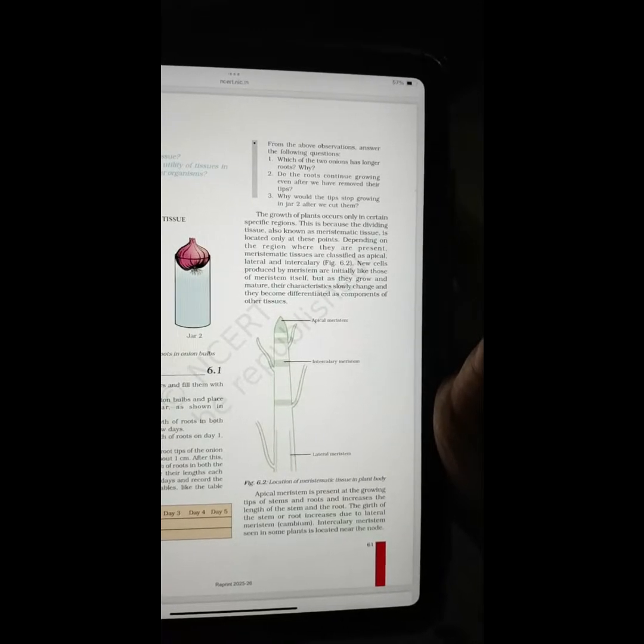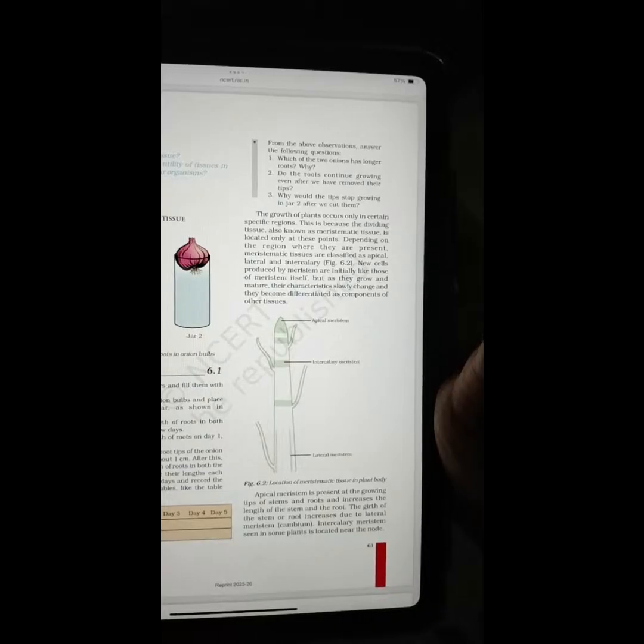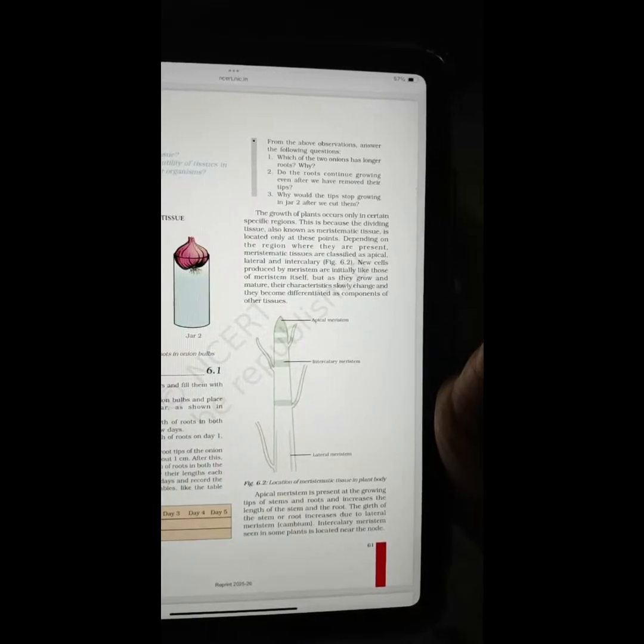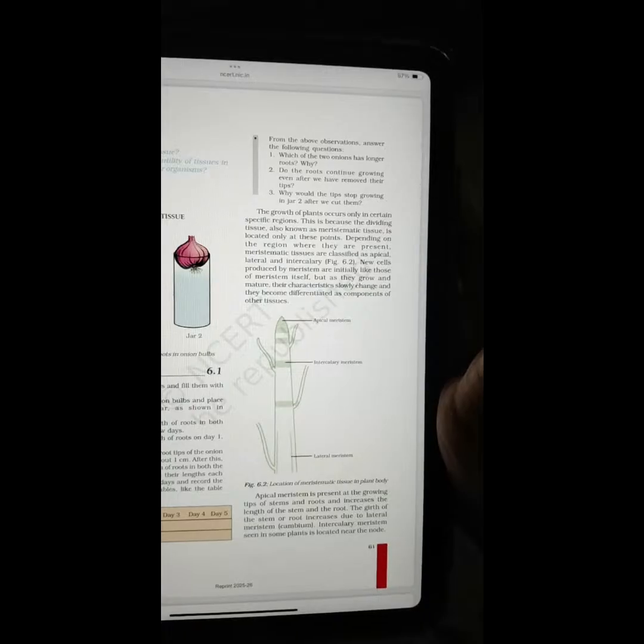The growth of plants occurs only in certain specific regions. This is because the dividing tissue, also known as meristematic tissue, is located only at these points. Depending on the region where they are present, meristematic tissues are classified as apical, lateral, and intercalary.